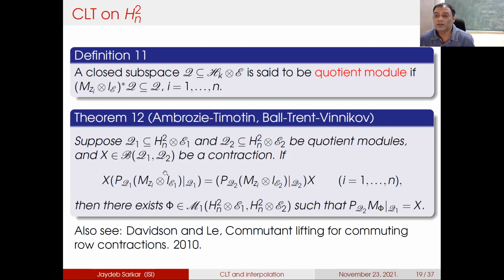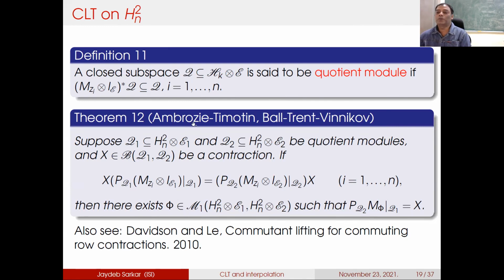And you take a contraction from Q1 to Q2, and assume that X intertwines the compression of MZI here and the compression of MZI on the right side. If that happens, then you are going to get a multiplier phi of norm less than or equal to 1, such that the compression of M phi is going to be your X.